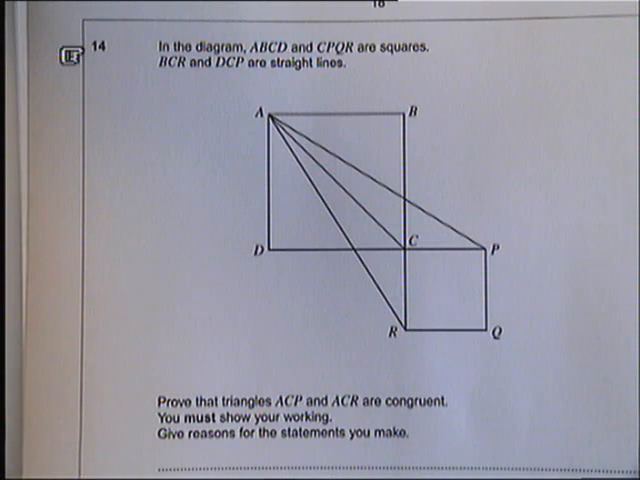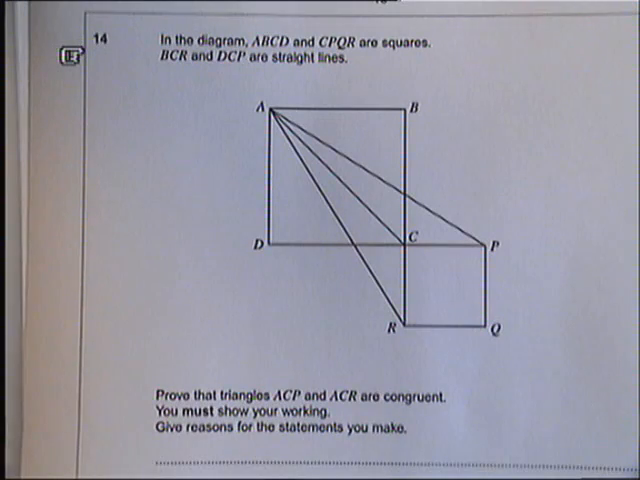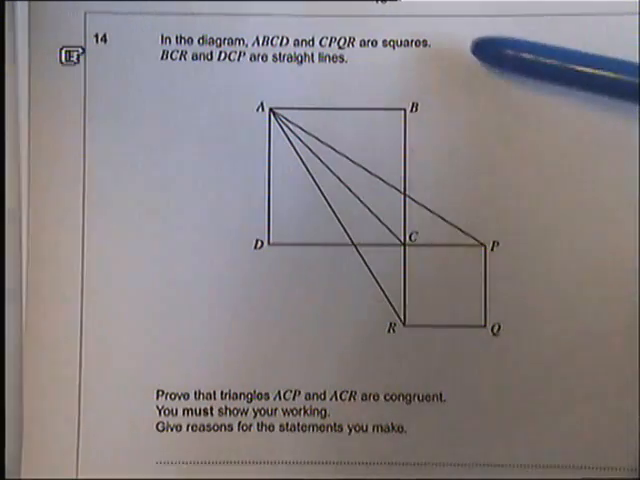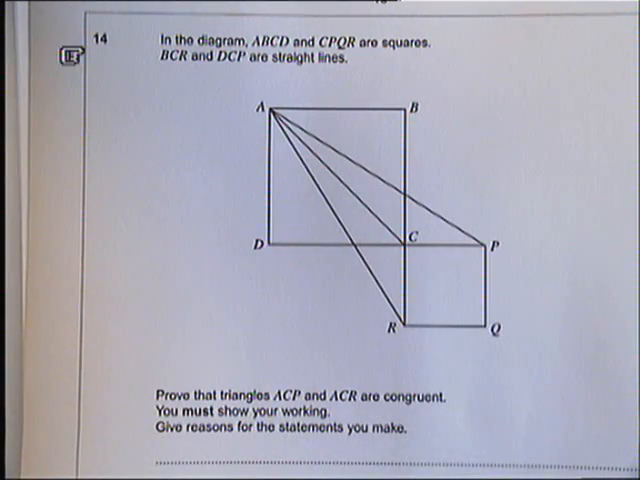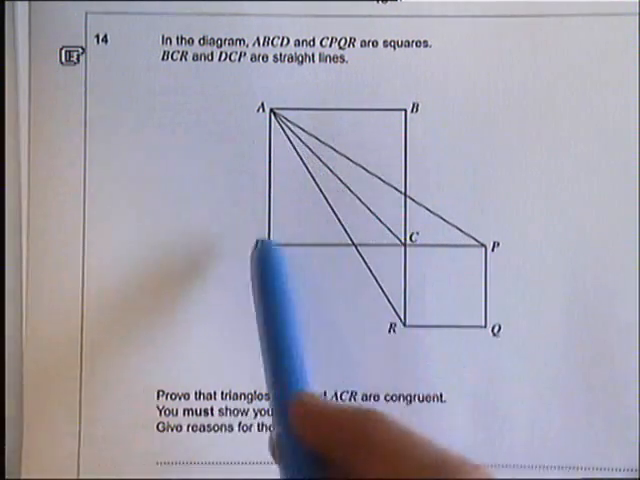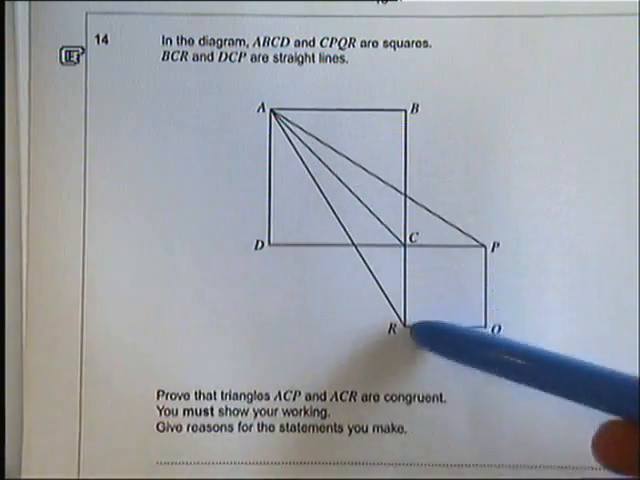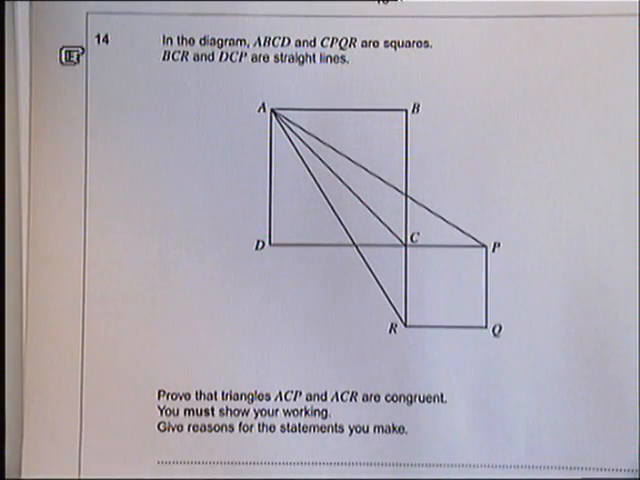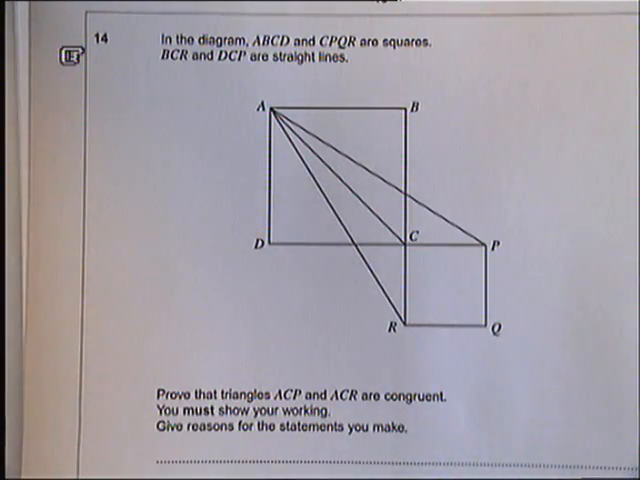This is question 14 on the November 2010 Mod 5 Higher Paper 1. It's a no calculator paper. We've got this amalgamation of shapes here. The sentences up here don't tell us anything. It isn't very obvious. It's telling us we have two squares and it says that's a straight line and that's a straight line. What we've got to show are two triangles are congruent.